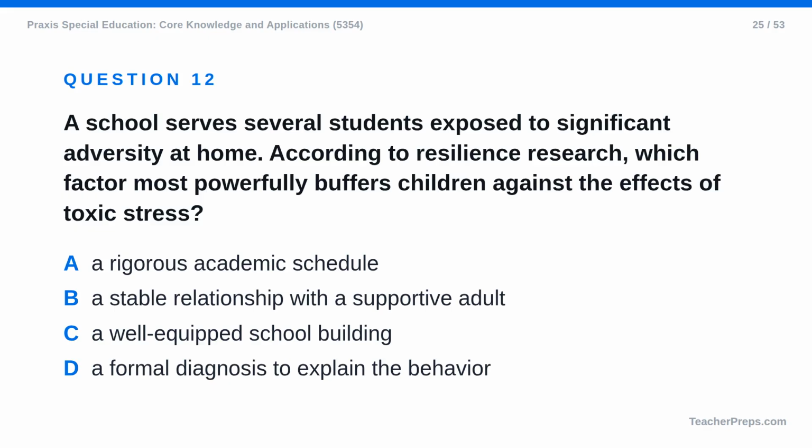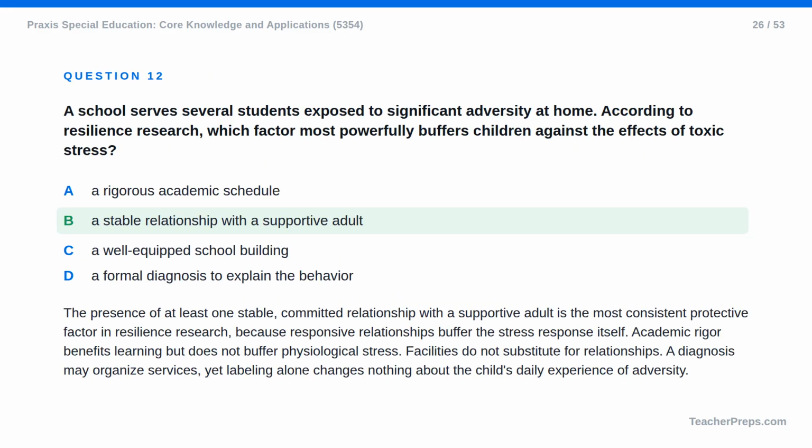Question 12. A school serves several students exposed to significant adversity at home. According to resilience research, which factor most powerfully buffers children against the effects of toxic stress? Pause the video and select the best answer. The correct answer is B.